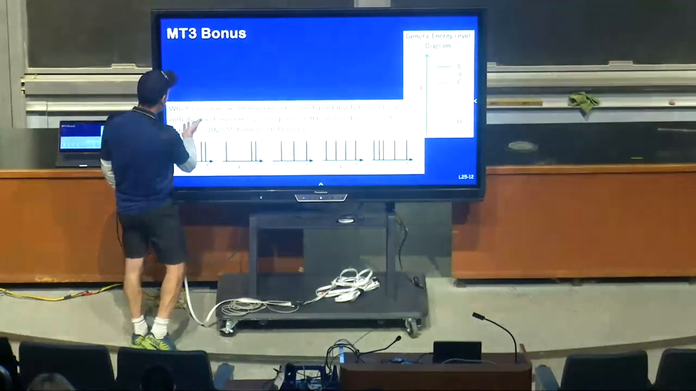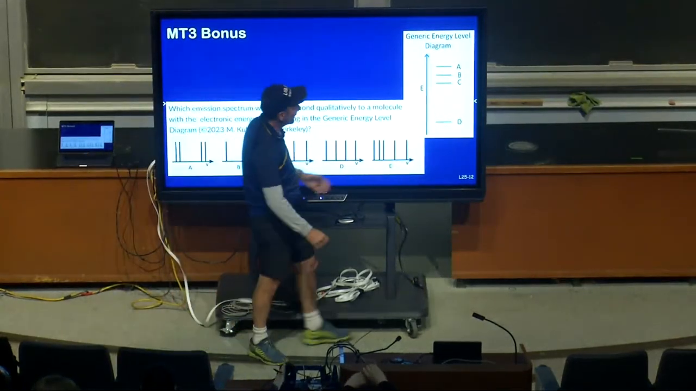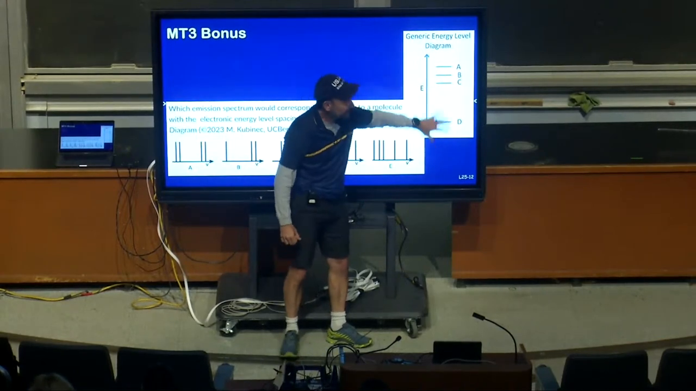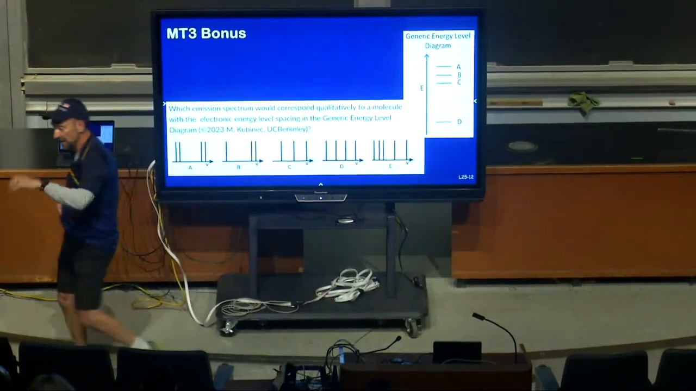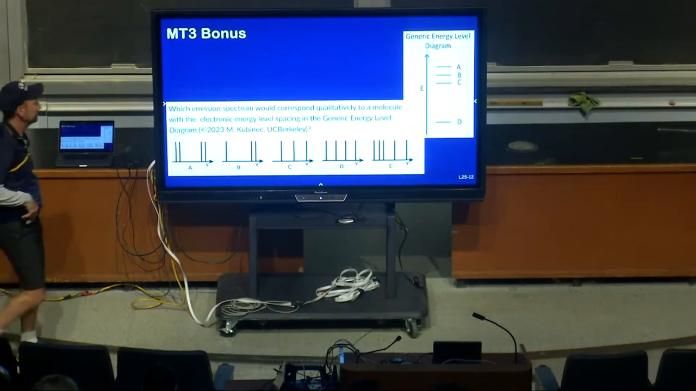So go ahead. Which emission spectrum of these, A through E, would correspond to this kind of arrangement of energy levels? Work through that, talk through that. If you want, draw some pictures and see if you can come to a conclusion on that.